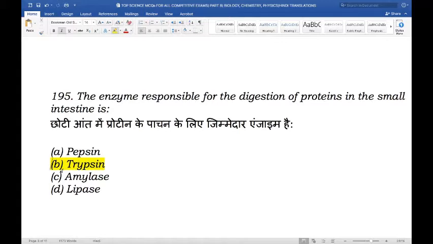Trypsin is also referred to as proteolytic enzyme or proteinase. Trypsin is produced by the pancreas and secreted in the duodenum via the pancreatic duct.